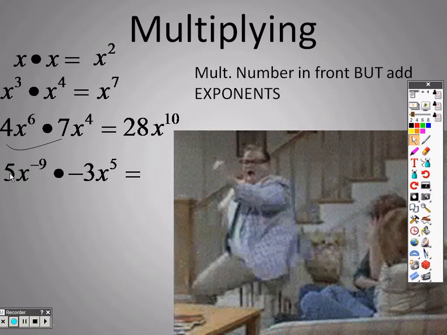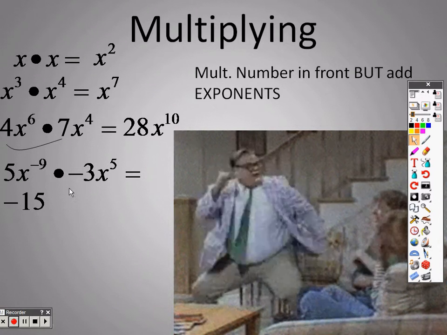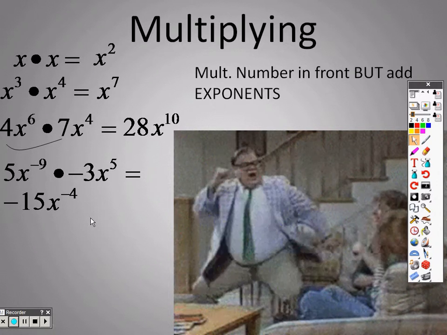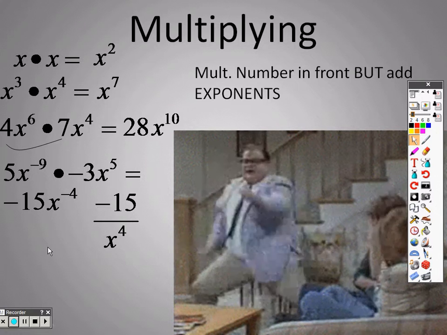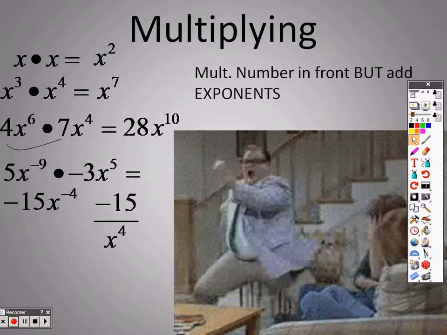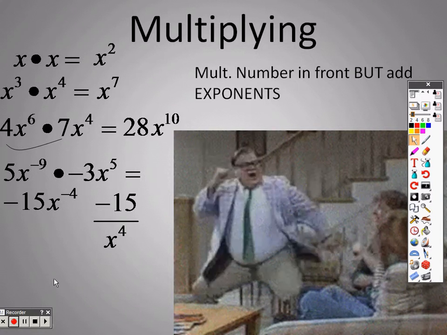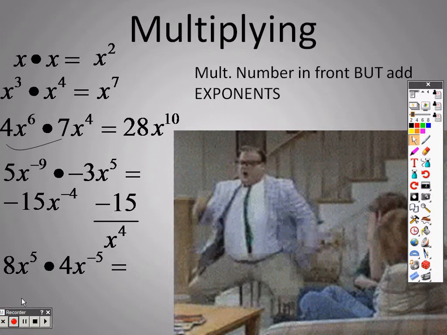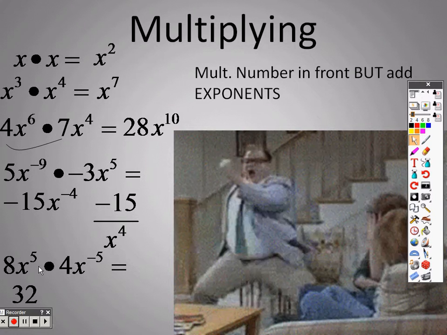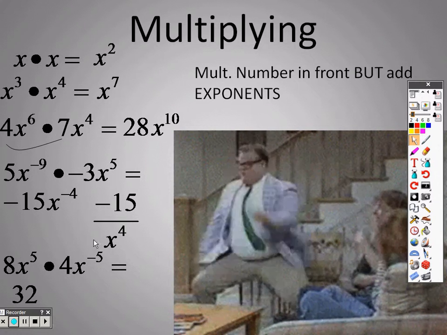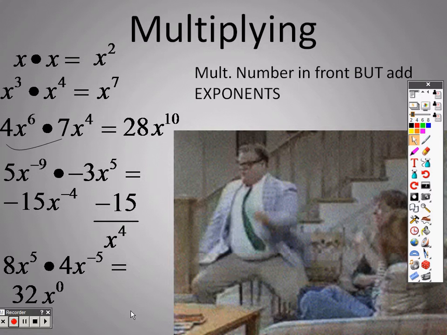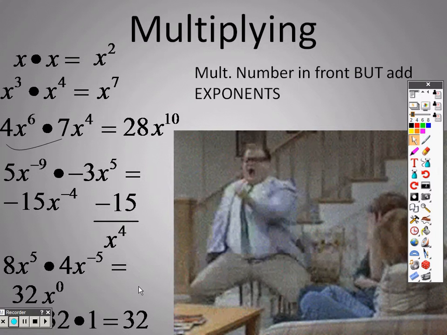Down here, do the 5 times negative 3 and get negative 15. And once again, we still add the exponents. So negative 9 and 5 is negative 4. And I can rewrite that because we can't have negative exponents in the denominator. So that is negative 15 over x to the 4th. So next up, we multiply again. 8 times 4 is 32. You multiply the numbers the same, but now it is x to the 5th and x to the negative 5th. So I add them. 5 plus negative 5 is x to the 0. And anything to the 0 power is 1. So it's really 32 times 1, which is just 32.